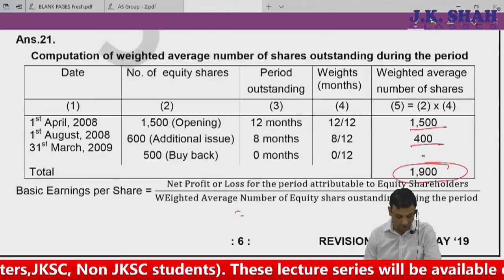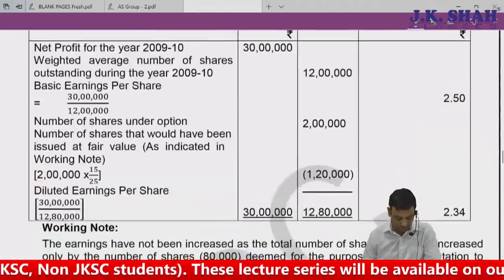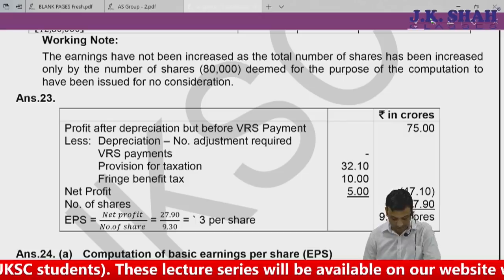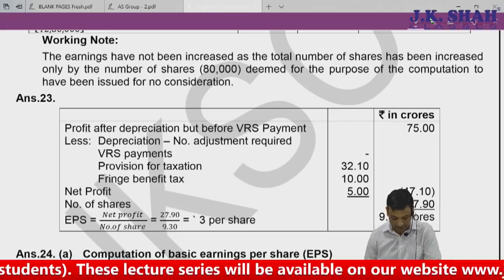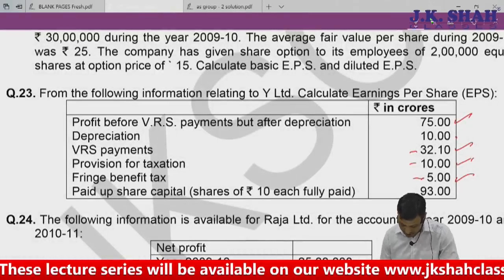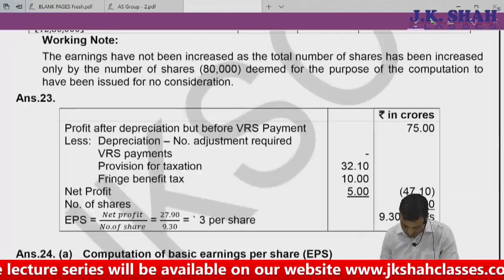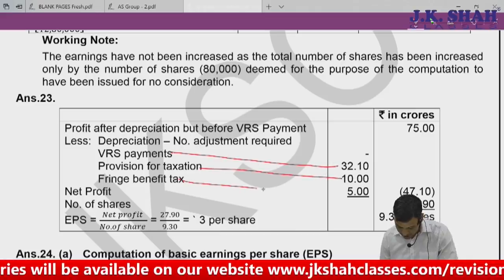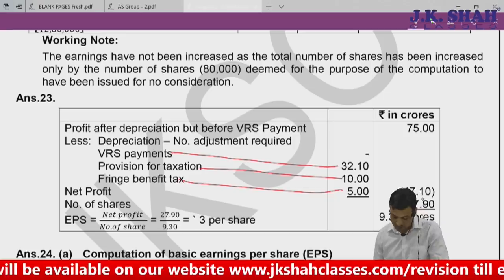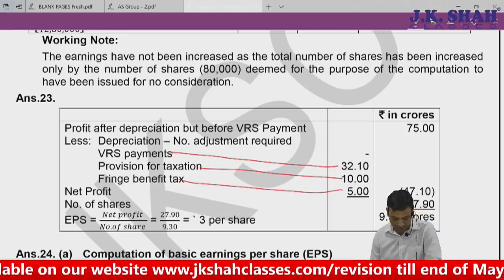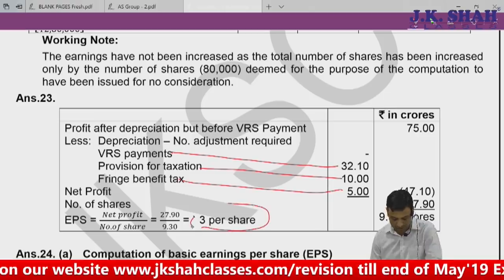So you can just look at the solution of 23. 75. Depreciation, no adjustment required. VRS is 32.10, provision for taxation 10, fringe benefit tax 5. So 40 and 27.90 divided by 9.3. So 3 rupees is your answer.